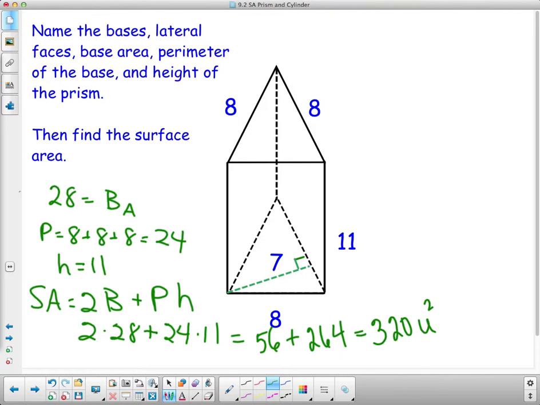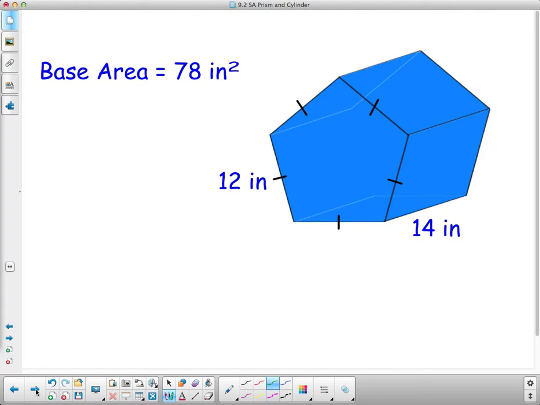Questions on that sample? Okay, so here is an example. I want you to figure what the surface area would be. Why don't you grab your marker board and put your answer on it so I can compare who's calculating and who's not.